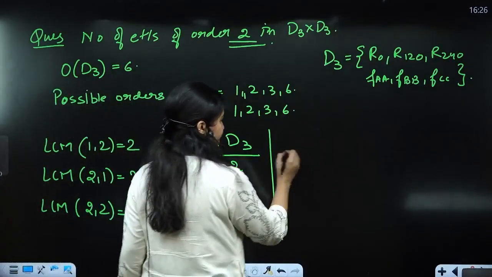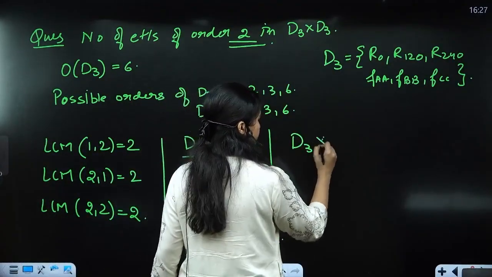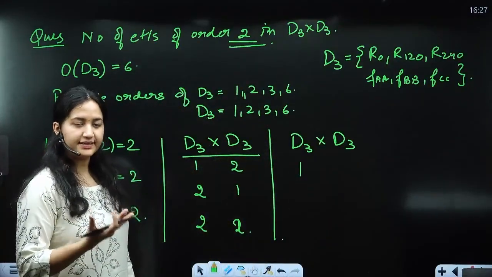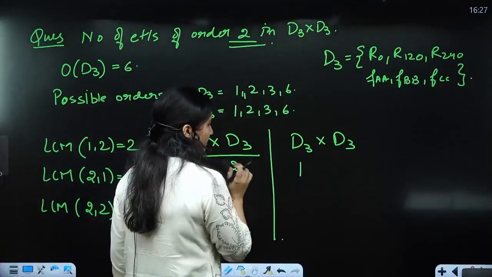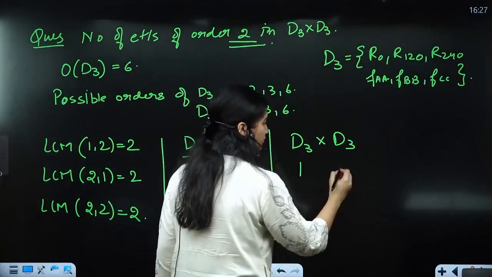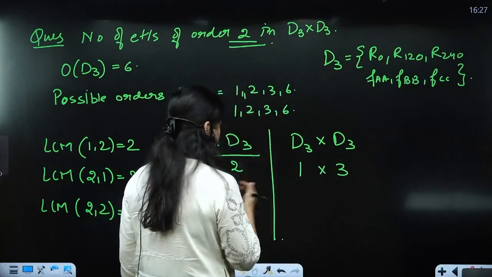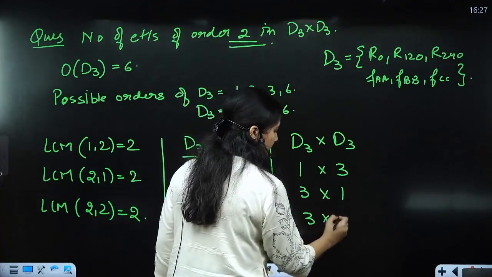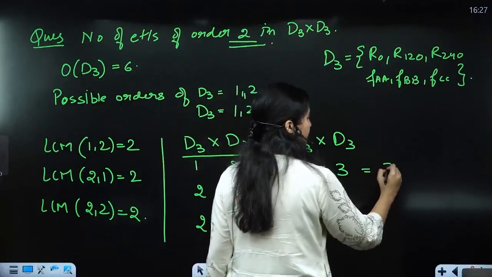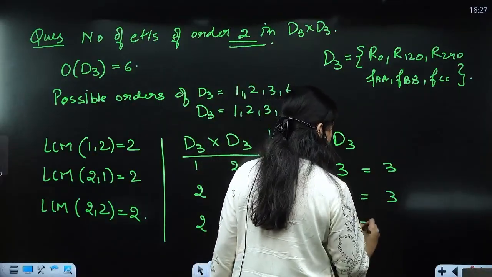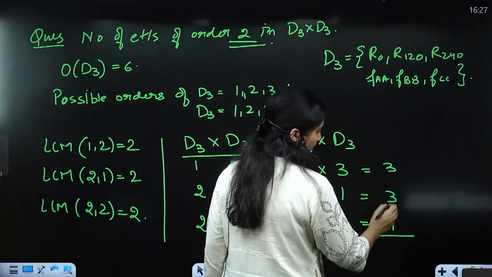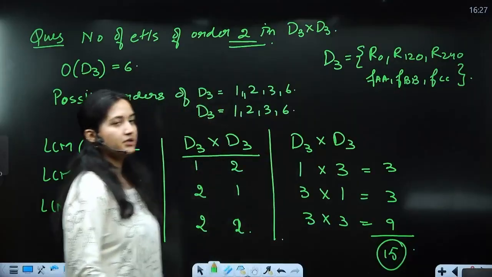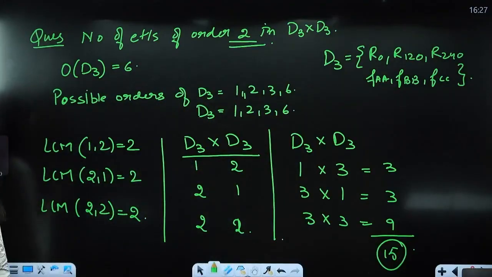So here, the number of elements of order 1 is 1 only, right? Your identity element. Now the number of elements of order 2 is going to be 3 here. Now similarly 3 into 1 here and 3 into 3 here. So the total number of elements of order 2 is going to be 3, 3 and 9. So in total you will have 15 elements which are going to be of order 2 in D3 cross D3.